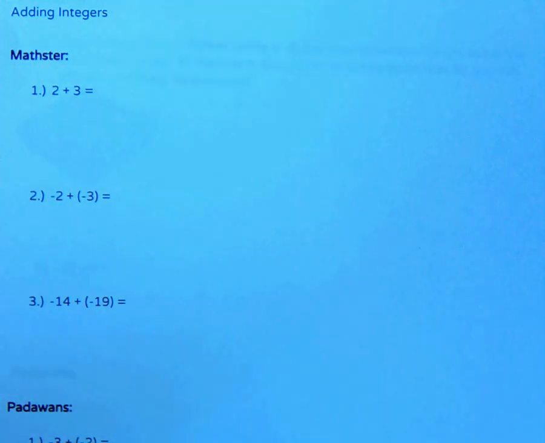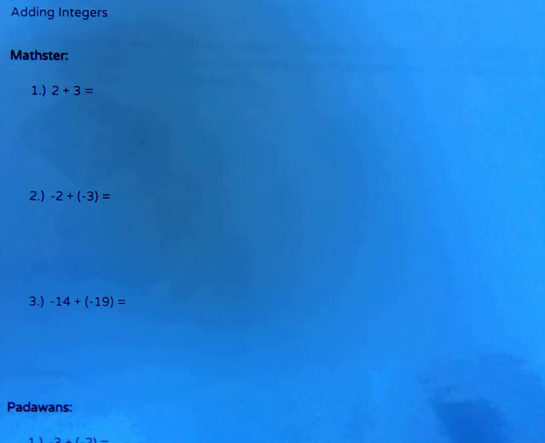We are doing adding integers, which an integer is just a number. So we're adding numbers. Welcome back to elementary school. But here's the thing: we're doing adding, but with negatives as well. So I guess it is a little bit different. So, anyways, let's start out.